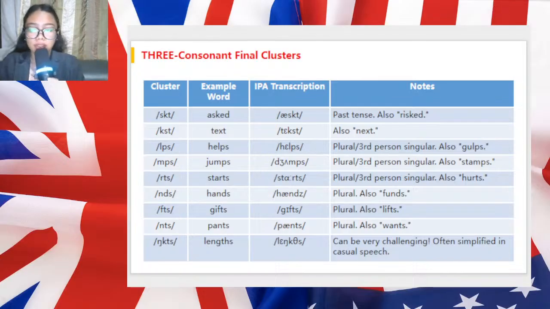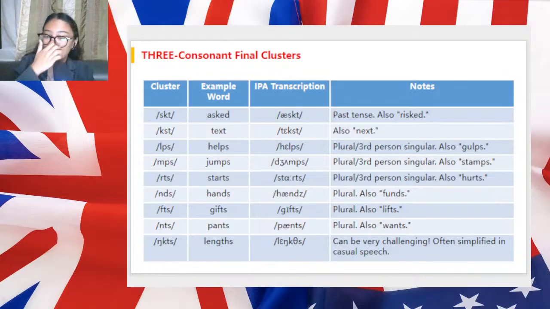We have the LPS cluster found in helps. This is a classic example of a plural or third person singular verb ending. It's the L sound followed by P and then unvoiced S. Helps. All three sounds must be pronounced clearly. This pattern also applies to words like gulps. Say helps, gulps, focusing on the clear LPS ending.